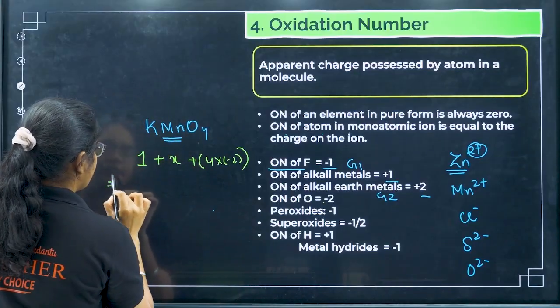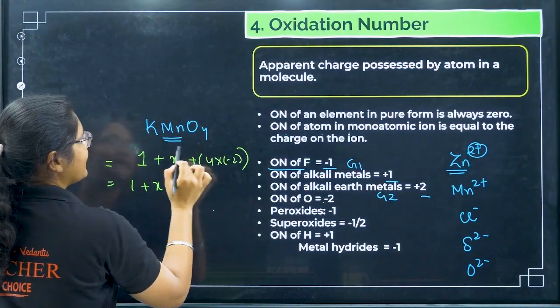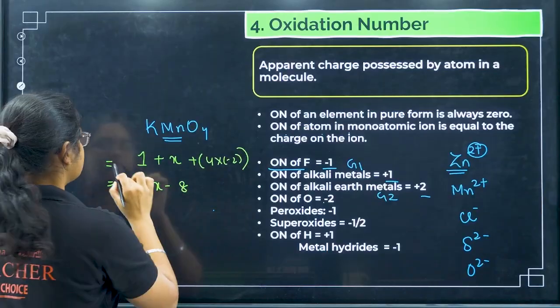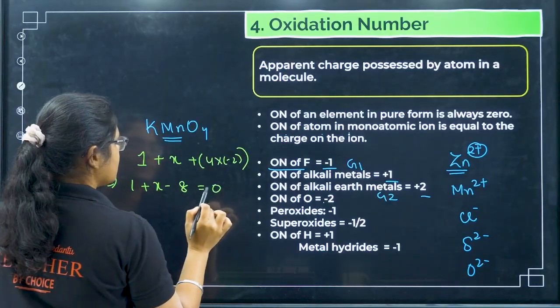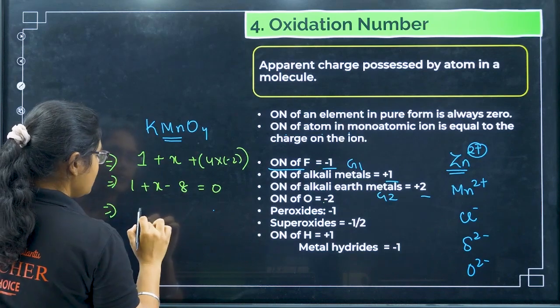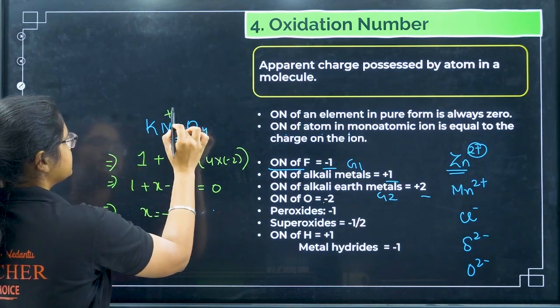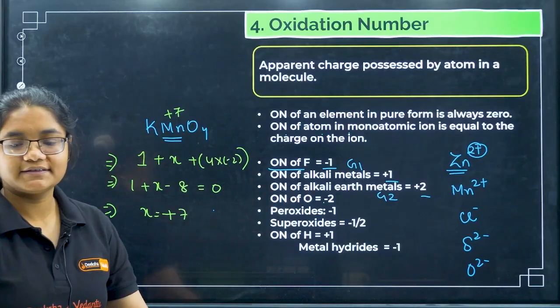Okay, so what will I get here? 1 plus X minus 8. Now what is the net charge of this compound? The net charge of this compound is 0. There is no charge in this compound. So what will be the value? If I calculate X, it will be +7, right? So the oxidation state of manganese is +7.